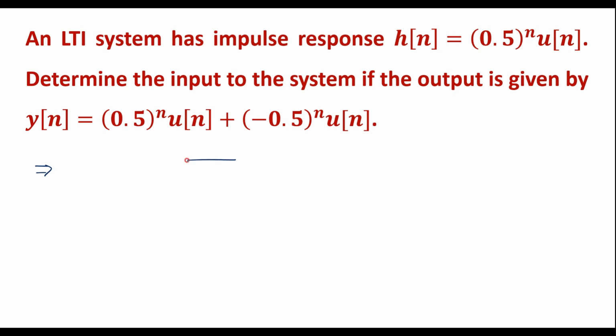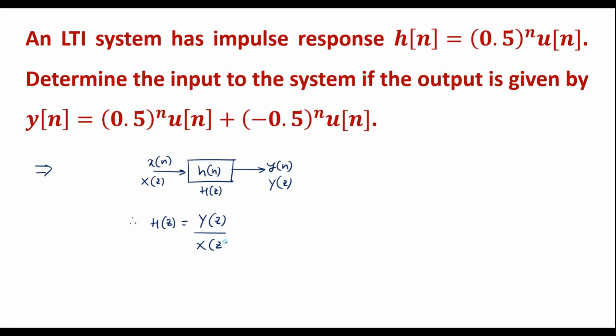So we know that the LTI system having impulse response say h of n, suppose the input is x of n and the output is y of n. If we take the z transform of this, then the input will be x of z. The z transform of h of n will be h of z and the output will be y of z. In that case, I can write here h of z is known as system transfer function, which is given by h of z is equal to output by input, that is y of z divided by x of z.